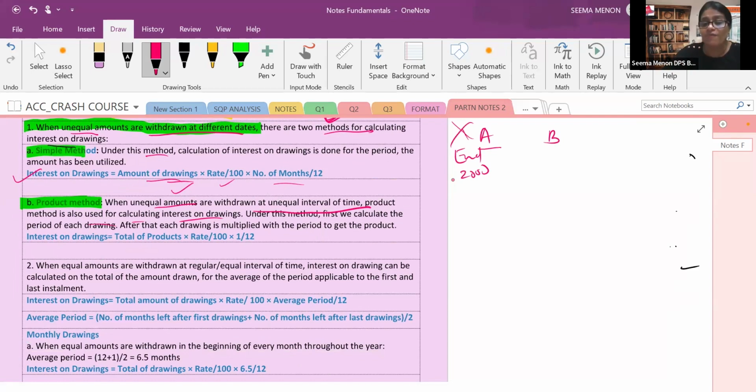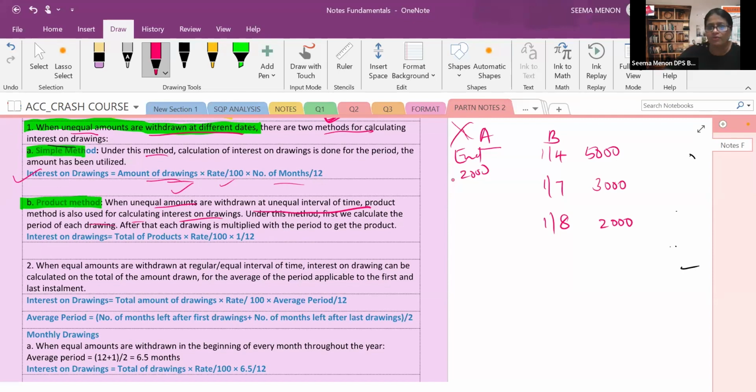Now B. What is B doing? On 1st April, B withdrew 5,000 rupees. Then B withdrew after 3 months, that means on 1st July. Then after 1 month, that means uneven time, again he withdrew. So here 3,000 rupees withdrawn, and here 2,000 rupees withdrawn, at different times.